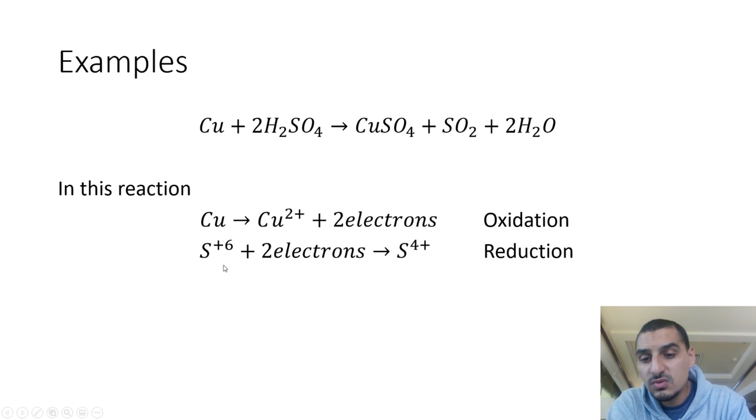It gained 2 electrons to go from sulfur plus 6 to sulfur plus 4, and we call it reduction. And we have to make sure that the number of electrons that are gained by the sulfur equals the number of electrons that are lost from copper, which is right, and which makes the equation stable. The number of electrons lost equals the number of electrons gained.